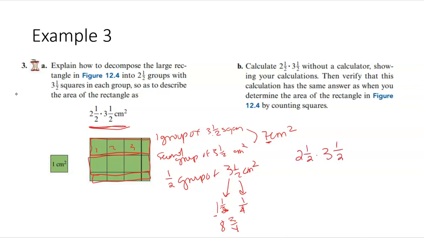First, let's turn these into improper fractions. 7 over 2 times 5 over 2. Then we'll multiply across. That's 35 over 4. And then let's put it back in as a mixed number. 8 times 4 is 32, with 3 left over. We get the same thing.